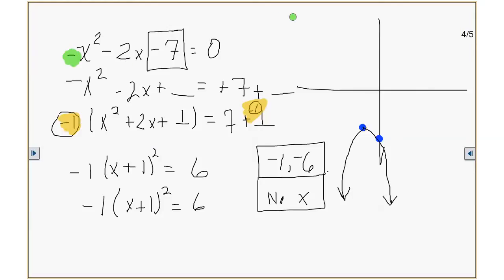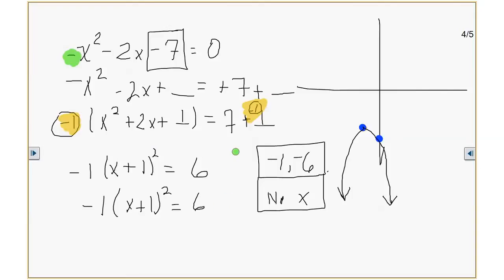If you add it, what are you talking about? 7 minus 1 is 6. You add it to the other side. It's 6, and then 6 minus 1. That's 6. It's not negative 6. But you have to, I got the vertex. You divide the negative 1 on the left side with the 6, it makes it negative 6.